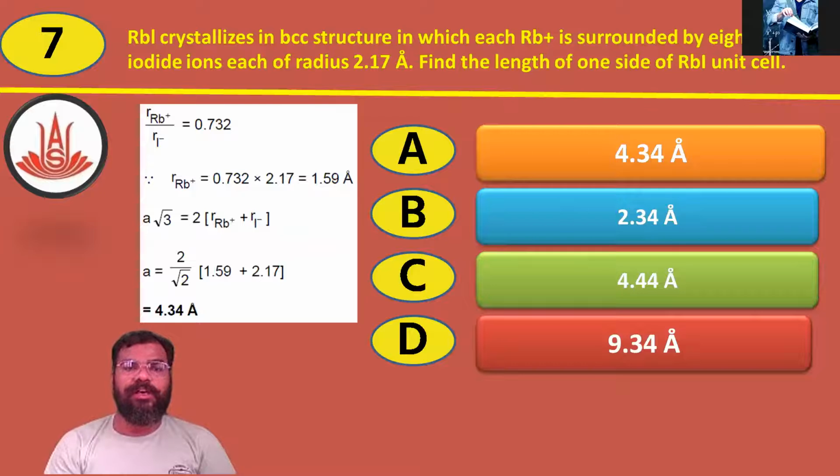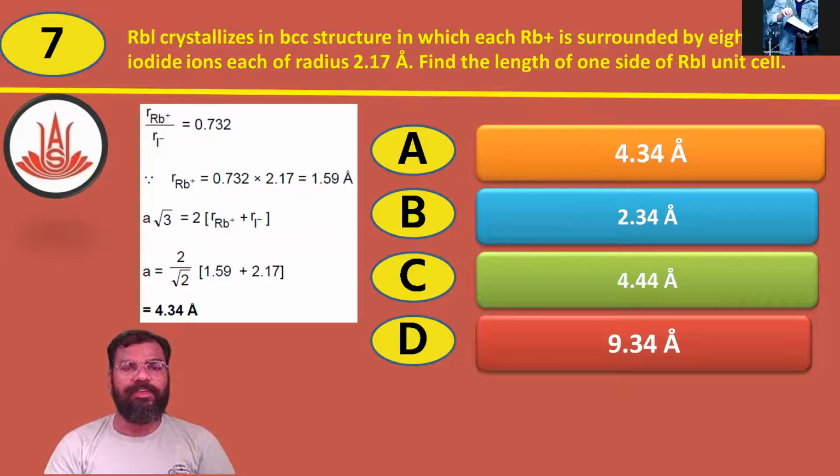So r Rb plus upon r minus is equal to 0.732. Yesterday in a tabulated form, this formula I have given already. So r Rb plus is equal to 0.732 into r minus, that is 2.17. So it would be 1.59 angstrom.